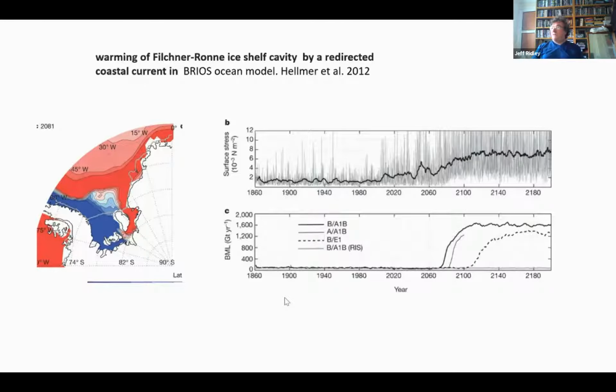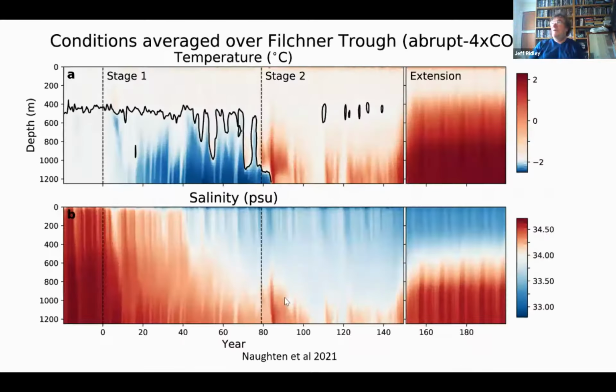And it doesn't matter what scenario they ran, and they actually tried it with a different model with climate model data at the surface, and got the same result. So that was a fairly robust result, but not all models did this. And a more recent study shows that you actually get a freshening of the cavity, the Filchner trough in front of the Filchner ice shelf.